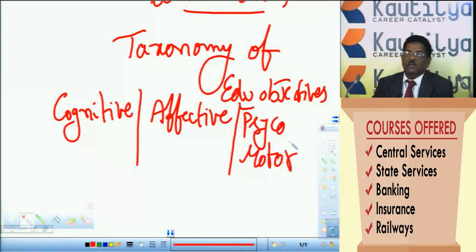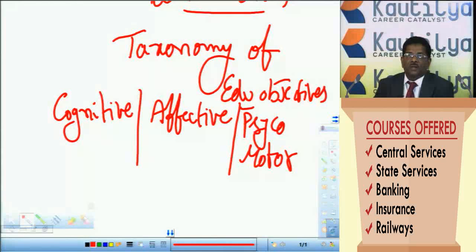These are the three major domains through which we can make the learner achieve his educational objectives. So, why to teach? The answer for the question why to teach is in order to achieve educational objectives by the learner. That is the answer for the first question. Now, let us see the second question. What is the second question? What to teach? Okay, why to teach? I am satisfied with that answer.